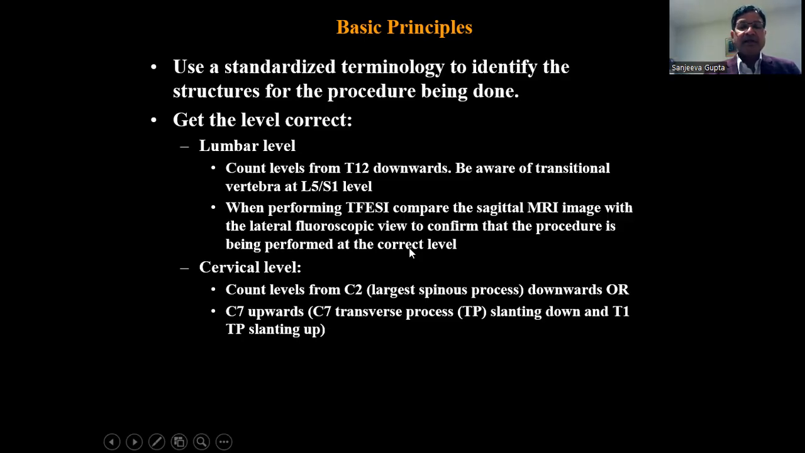I will show an example in the next slide, but before that, just to touch upon the cervical spine also, when you try to count the cervical spine levels, count the level from C2 down, because the C2 has the largest spinous process, or it can be from C7 upwards. The C7 transverse process slants down, whereas the T1 slants up. That's how we recognize the C7 transverse process. So you can count from below upwards. Normally in my practice, I use C2 and down because the C2 has got the biggest spinous process.